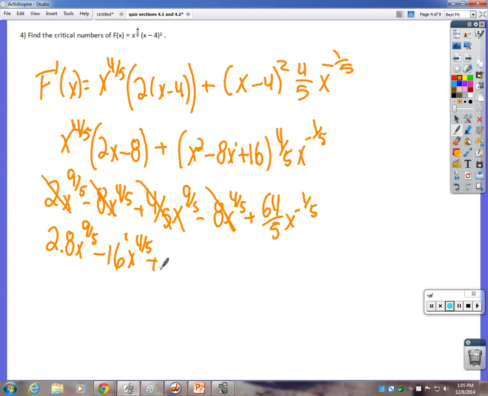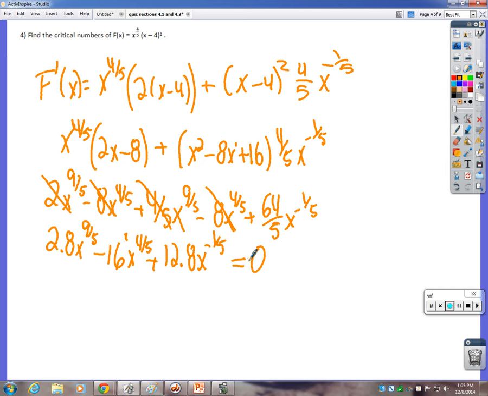Divided by 10 is 6.4, then double it, 12.8. Okay, 12.8x to the negative 1/5. Okay, so now we have this all simplified down. What do we need to do with it? Right, and we're setting it equal to 0, okay?